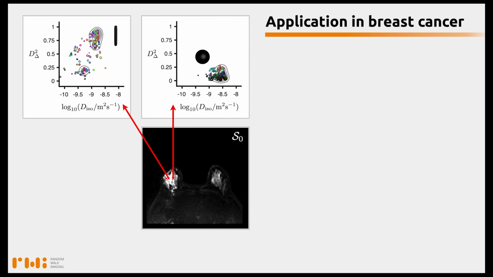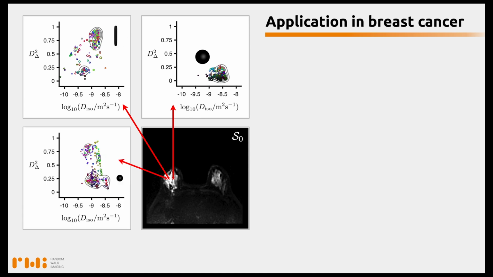In this other voxel, the main contribution comes from this population of highly anisotropic diffusion tensors, which feature a lower isotropic diffusivity compared to these diffusion tensors. These are stick-like diffusion tensors of fibrous tissues. In the final voxel, the main contribution comes from this population of roughly isotropic diffusion tensors that also feature a lower isotropic diffusivity compared to these diffusion tensors.